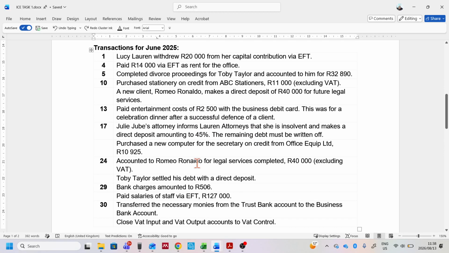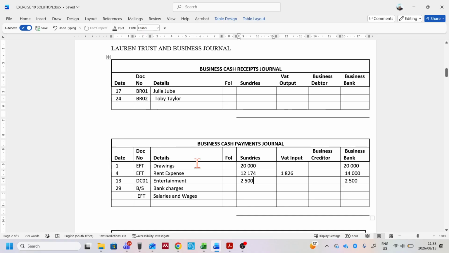Okay, Julie Jube, attorneys informs Lauren attorney that she is insolvent and makes a direct deposit of 40,45 cents in a rand, which is 45 cents to the amount owing. The remaining debt must be written off. So this transaction was recorded. The accounts that were affected were what? For receiving the money, we say business bank and business client.